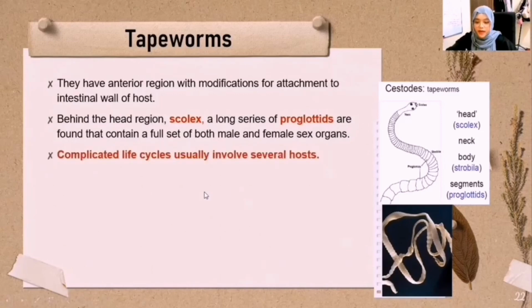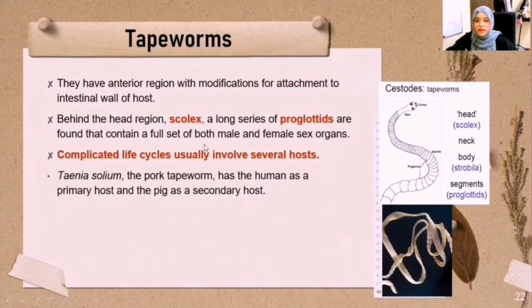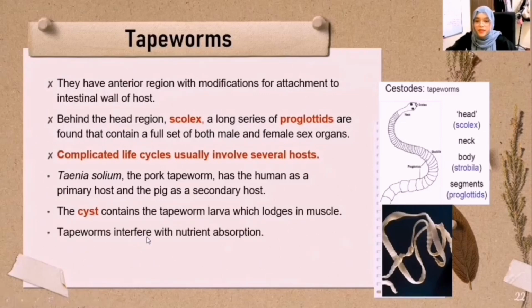Next, most tapeworms have complicated life cycles which usually involve several hosts. For example, Taenia solium, the pork tapeworm, has the human as a primary host and the pig as a secondary host. And then the cyst contains the tapeworm larva, which lodges in muscle. And tapeworms will interfere with nutrient absorption.